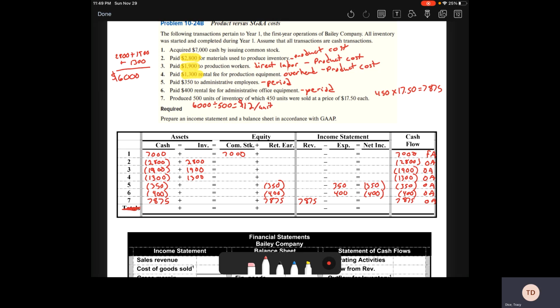So that means we then take 450 times 12 to get 5,400, which is my cost of goods sold. So that's going to be 5,400 out of our inventory, 5,400 out of our retained earnings. We now have an expense of 5,400, but we've already taken that out of cash, so nothing goes there, and now we need our totals.